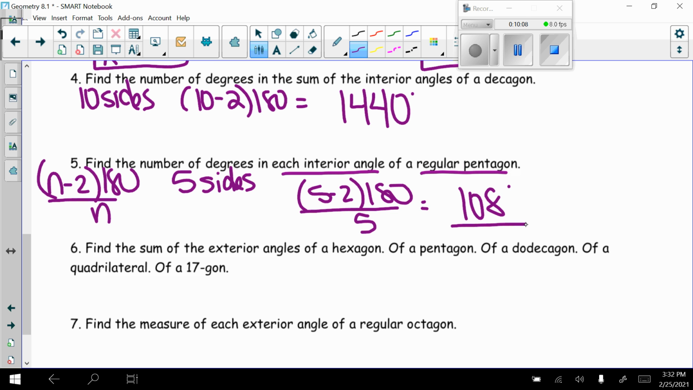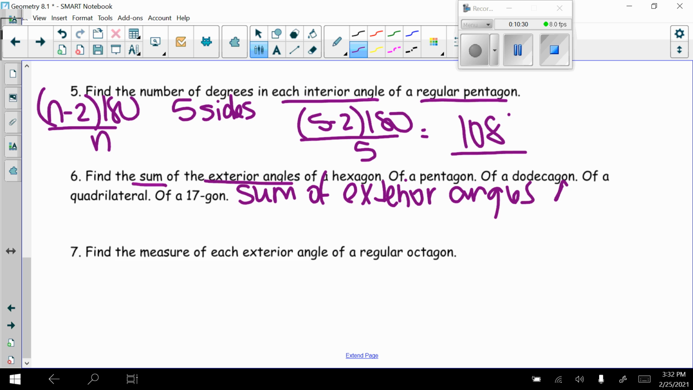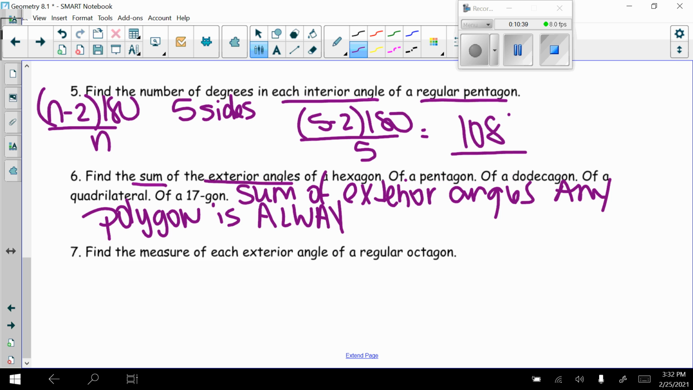Number 6, find the sum of the exterior angles of a hexagon, then of a pentagon, of a dodecagon, of a quadrilateral, and then of a 17-gon. Remember, what are we finding? The sum of exterior angles for any polygon, no matter how many sides, is always 360 degrees. So that was a trick question. No work to do. Just remember that it's always 360 degrees, the sum of exterior angles.